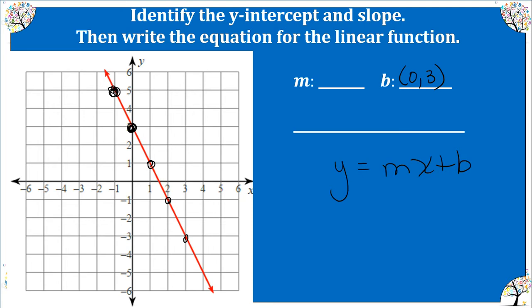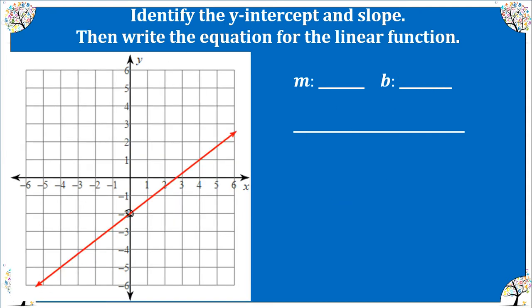But remember, we do the rise first. So I'm going down 1, 1, 2, so that's -2, and to the right 1. So our slope is -2/1. And when I write it in my equation, I'm not going to put the 1 in the denominator. It's understood. So I'm just going to say y equals -2x, and it's a +3.